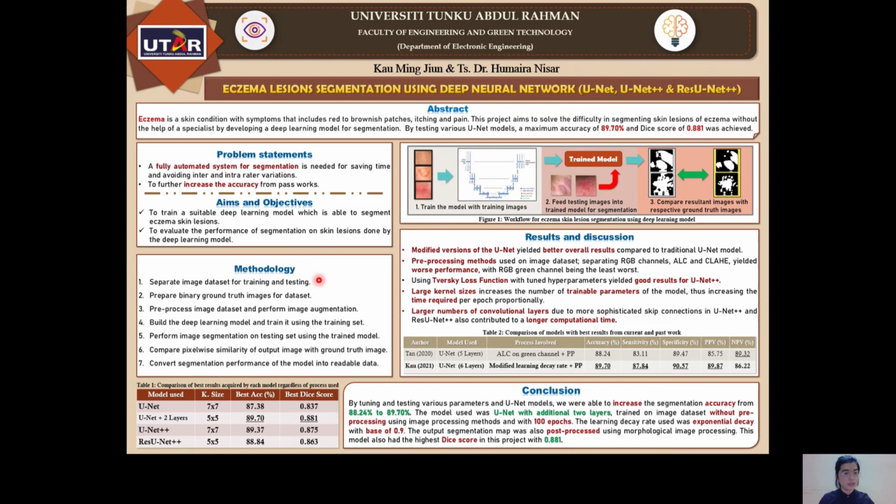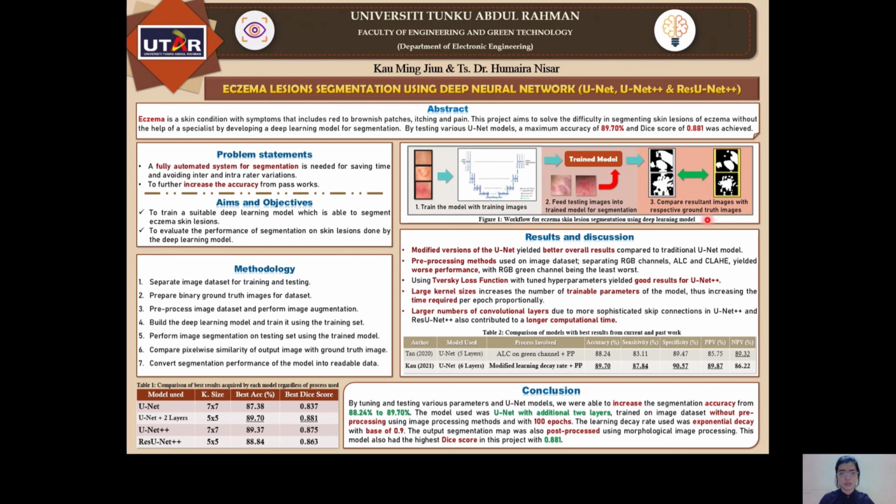First, we separate the image dataset for training and testing, and then prepare the binary ground truth for the dataset. They represent the desired output that the model should acquire. We then preprocess the image dataset and perform image augmentation to increase the size of our dataset. Next, we build a deep learning model and train it using the training set. We then perform image segmentation on the testing set using the trained model. We then compare the pixelized similarity of output images with their respective ground truths. Finally, we convert the segmentation performance of the model into readable data.